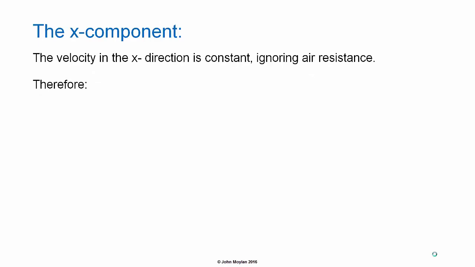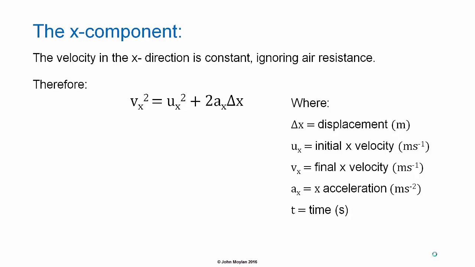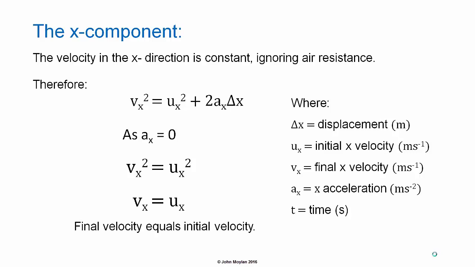The velocity in the x direction is constant, ignoring air resistance. Therefore, V squared x equals U squared x plus 2A subscript x delta x, where delta x is displacement in meters in the x direction, U subscript x is the initial x velocity in meters per second, V subscript x is the final x velocity in meters per second, and T is time. As A equals 0, V squared x equals U squared x. Therefore, V subscript x equals U subscript x. Final velocity equals the initial velocity.